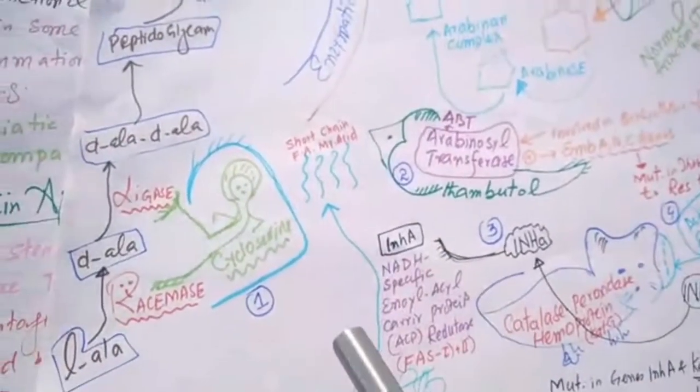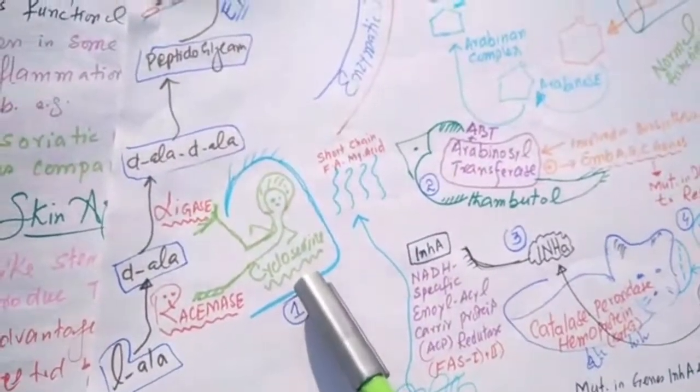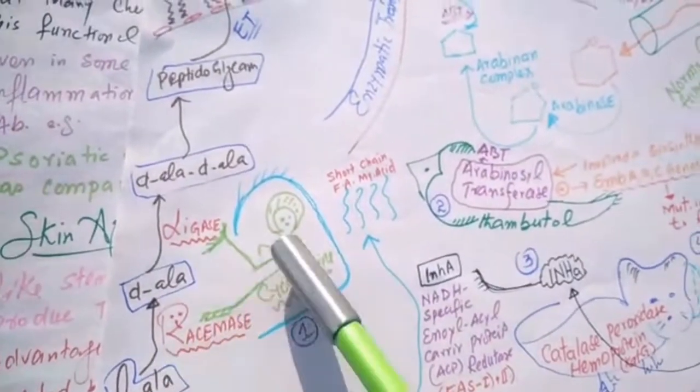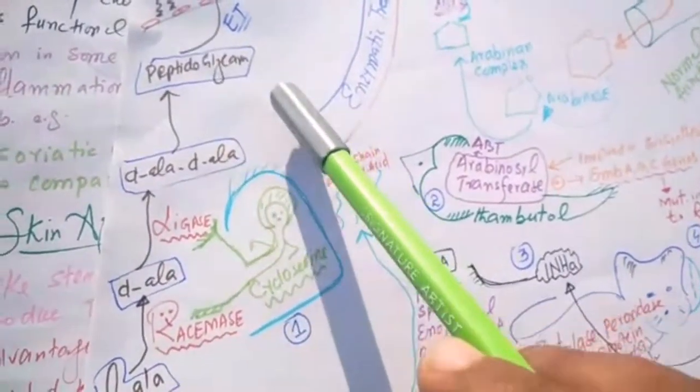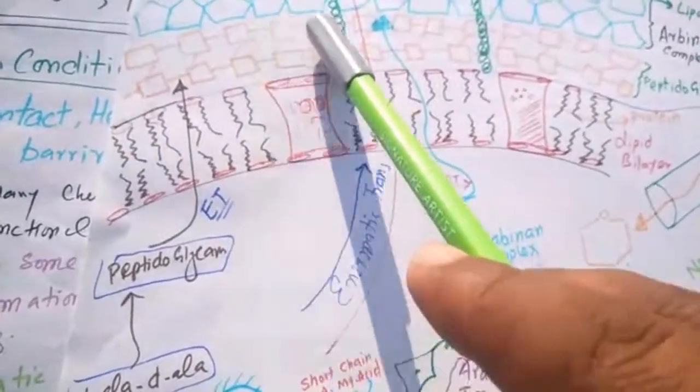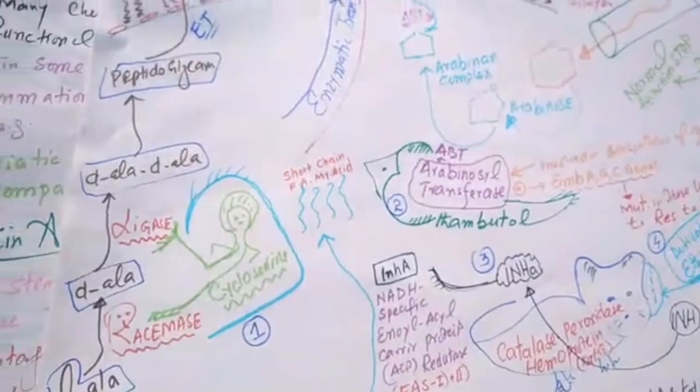Cycloserine inhibits both enzymes. So peptidoglycan synthesis is stopped and cell wall synthesis is disturbed. This is the first drug.